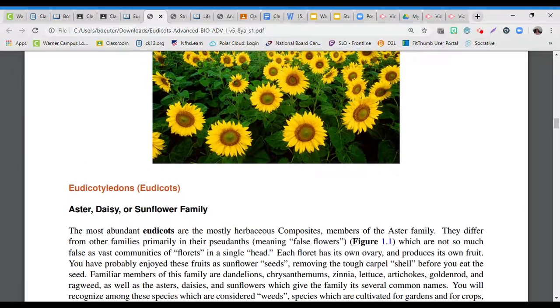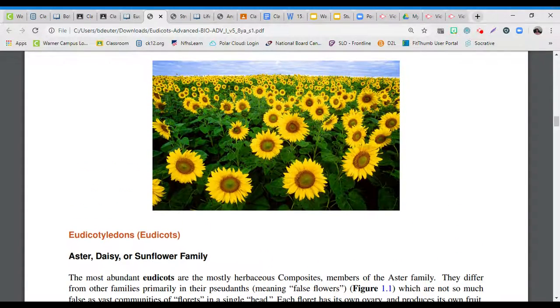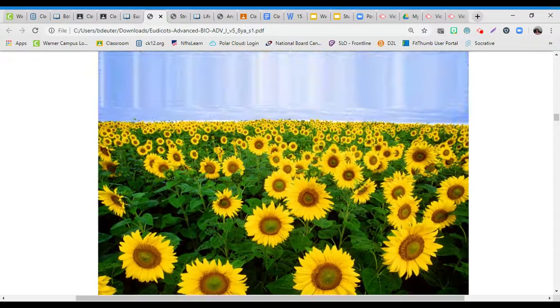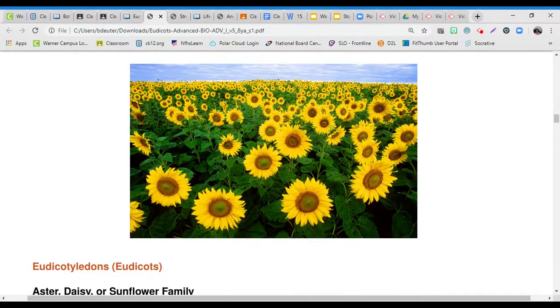So let's start with our asters, daisies, and sunflowers. This is the most abundant family. They're composed of herbaceous plants, our aster family. Here's a picture of our beautiful sunflowers. They're a member of the aster family.